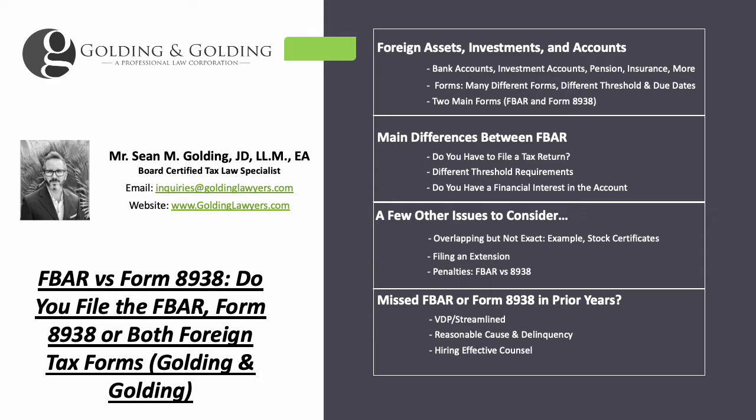Which is what is the difference between an FBAR and Form 8938? FBAR is a FinCEN form. Form 8938 is an IRS form. They're both used to report foreign assets, accounts, and investments. So let's jump into it. And instead of repeating accounts, assets, and investments for each sentence, I'm just going to refer to assets, okay?